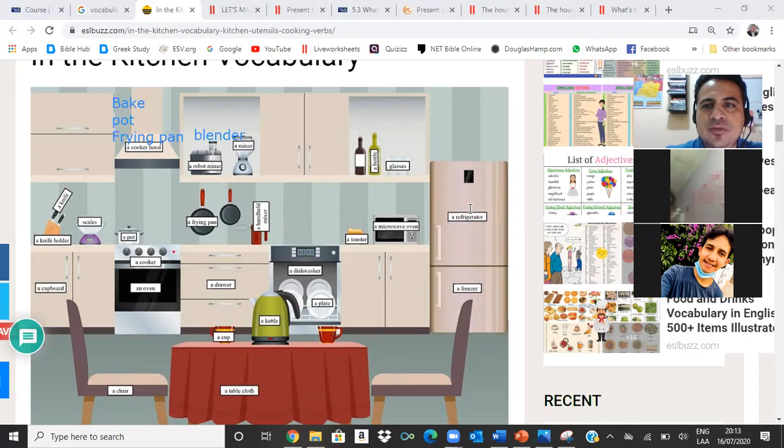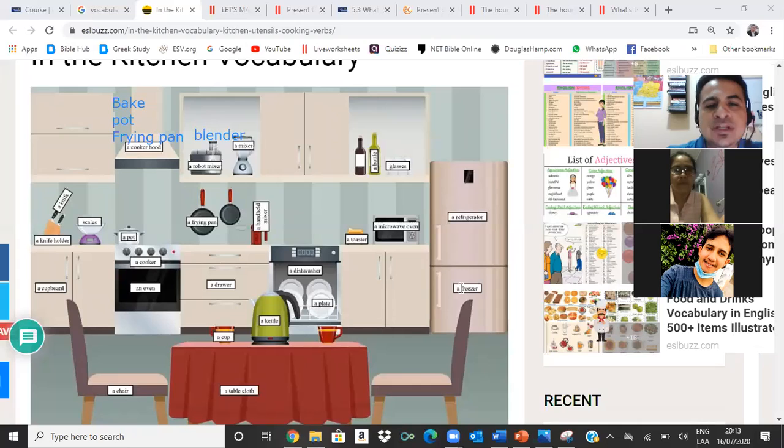Refrigerator. Repeat. Refrigerator. Refrigerator. Yes, very good. Now, some come in two different sections of the same equipment.